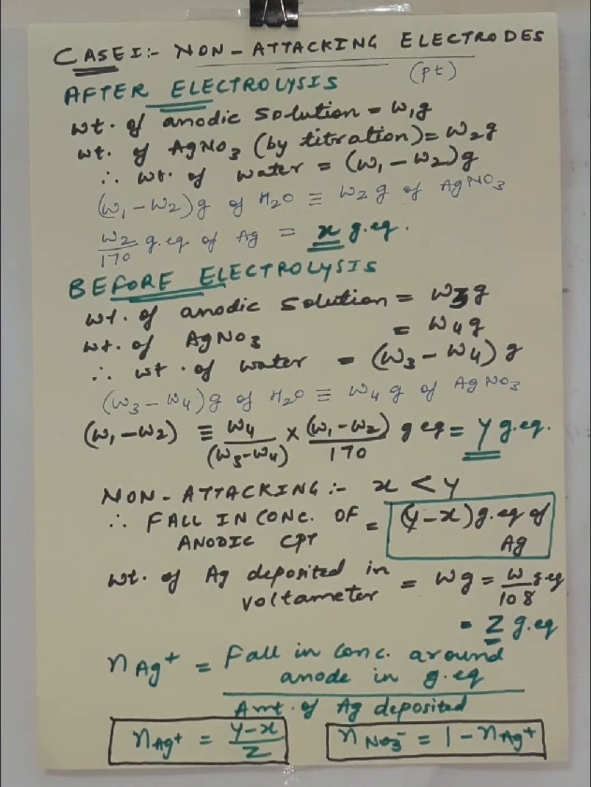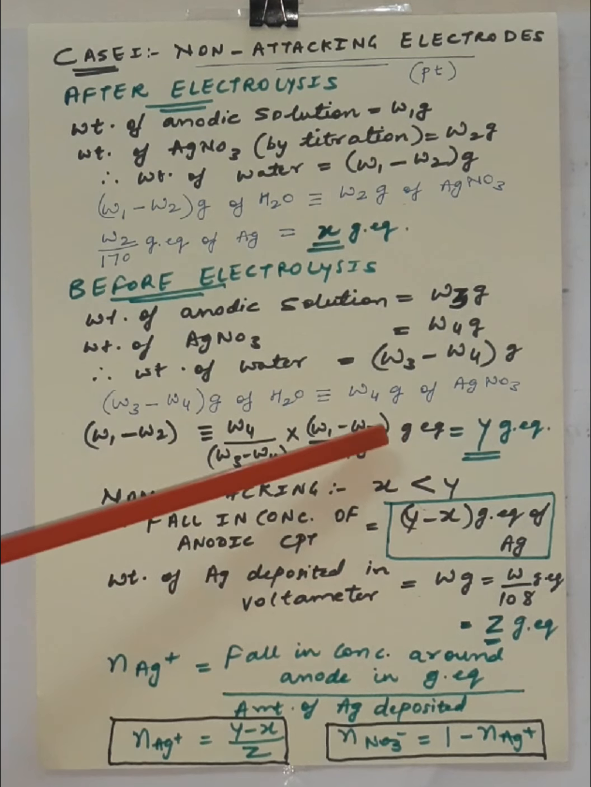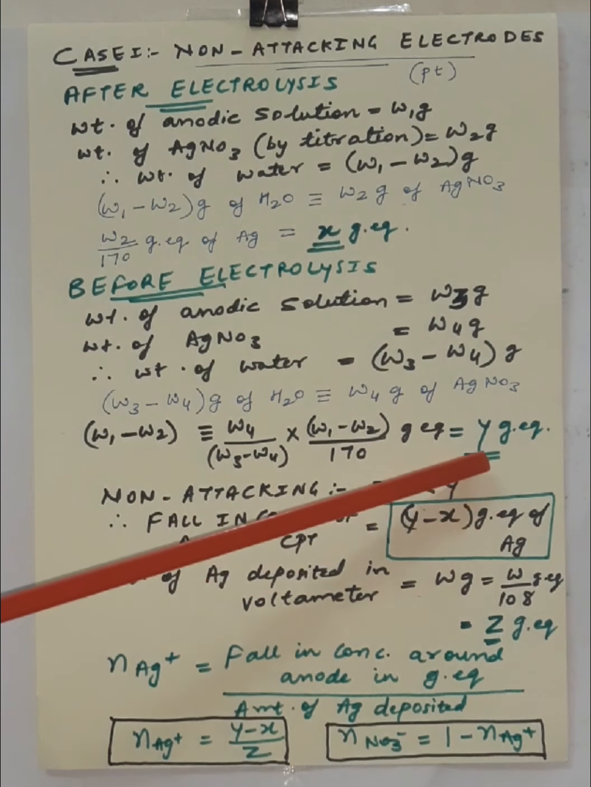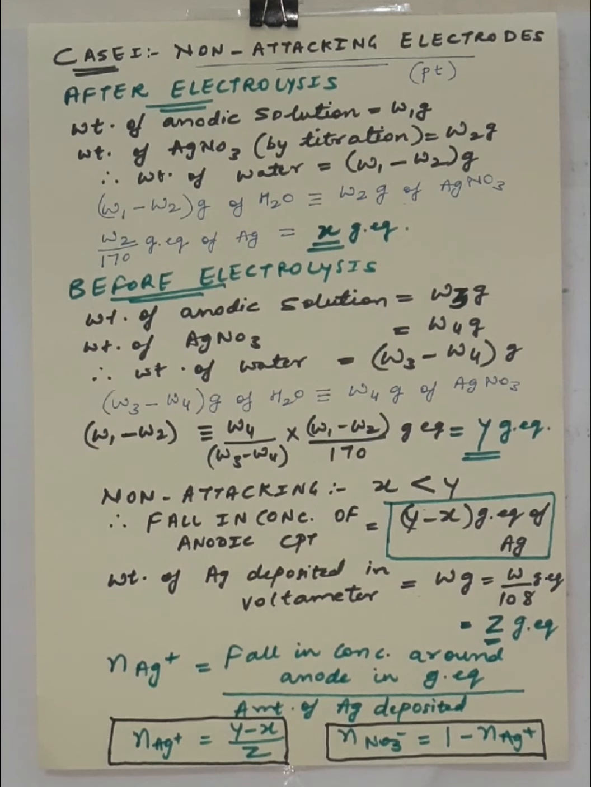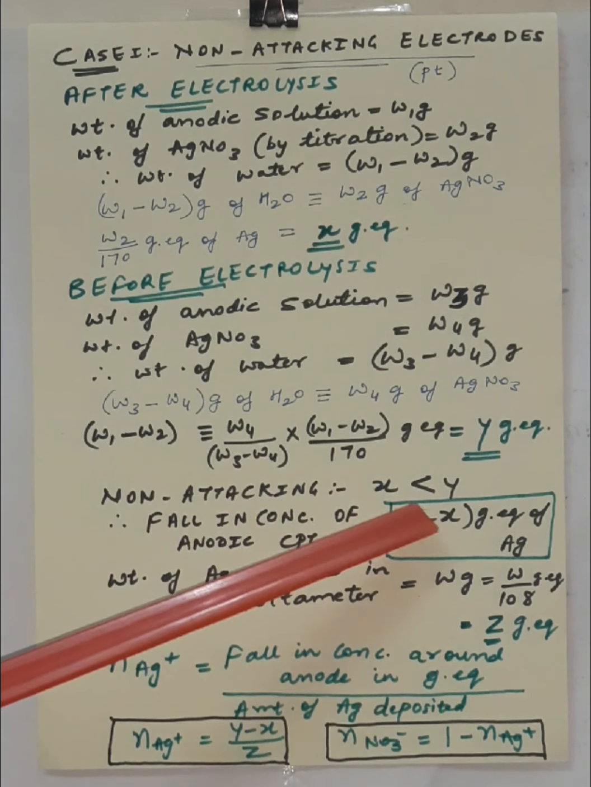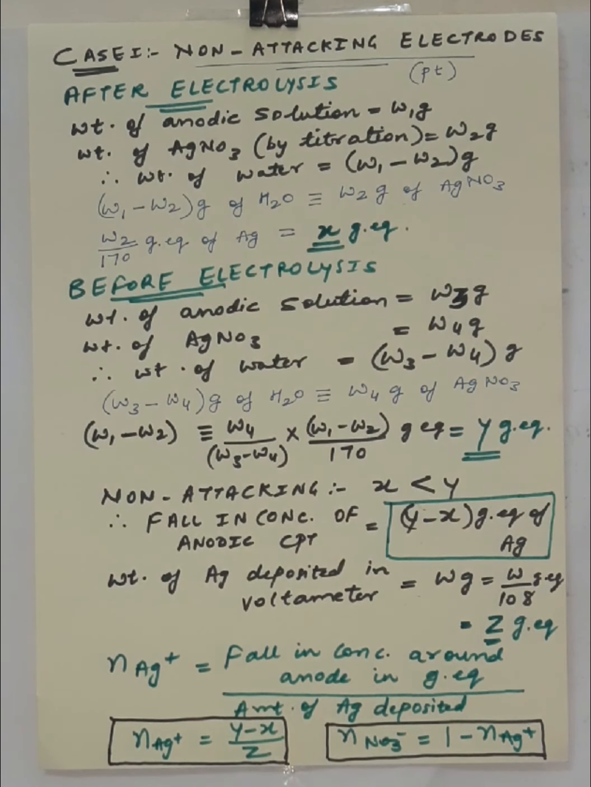Clear? Now since we are talking about the non-attacking electrodes, when the electrolysis is taking place, what will happen within the anodic chamber after electrolysis? There will be a fall in concentration, right? So I can say after electrolysis the X gram equivalent which I am having will be less than the Y gram equivalent value which was before electrolysis. So the overall fall in concentration of the anodic compartment will be equivalent to Y minus X gram equivalent of silver.